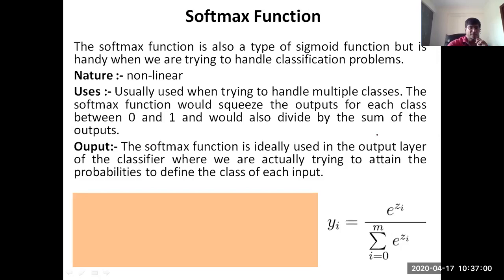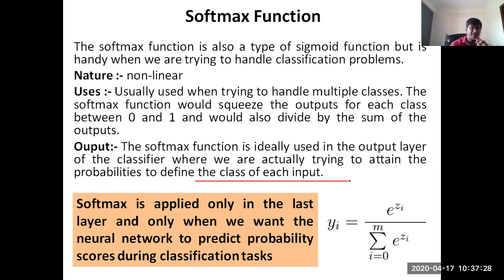The softmax function is ideally used in the output layer of the classifier, where we are trying to attain the probabilities of the output of each class. We determine what is the probability for this input to belong to each of the output classes. When we are doing that kind of scenario, the softmax function is pretty good. The softmax function is applied only in the output layer, and it is used only when we want the neural network to predict the probability scores during a classification task.